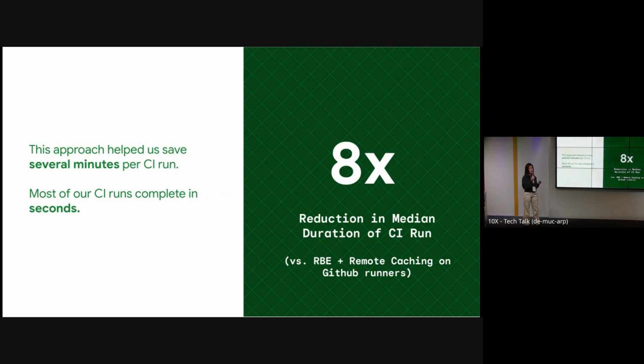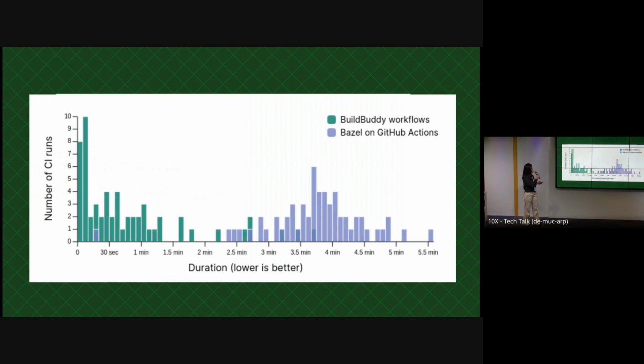Something really important to call out here is that this is compared to other workflows that are also using Bazel. So our baseline is using Bazel with remote cache and RBE on GitHub runners. So our CI pipeline was already fast, and we were still able to make it 8 times faster. This graph helps visualize the performance benefits of our cloning approach. We call our CI product BuildBuddy workflows, and you can see it on the left in the teal. The majority of our BuildBuddy workflows complete in 30 seconds or less, while basically the fastest run on a GitHub runner takes 2.5 minutes.